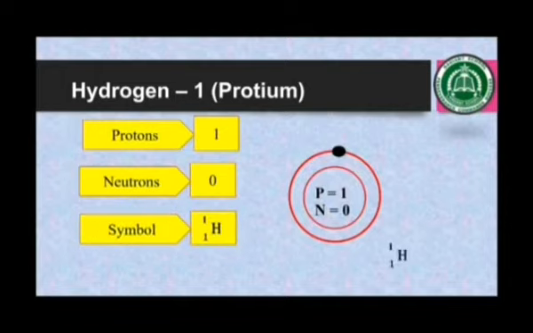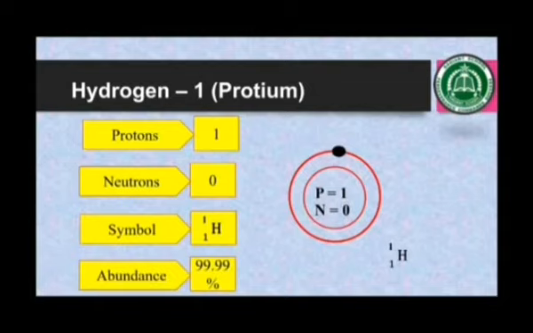So to write the symbol, we will write H11. The 1 at the top left is showing the mass number, and the 1 at the bottom left is showing the atomic number.